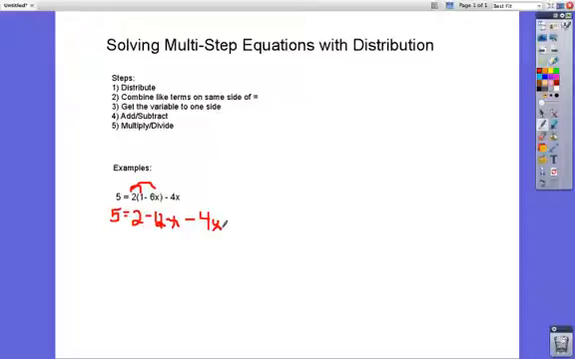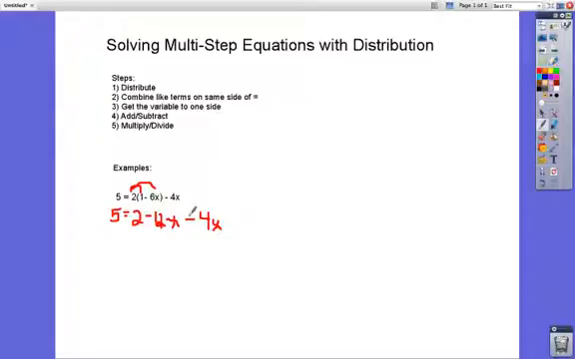Okay, so we're done distributing. Next step is to combine like terms on both sides, which in this problem we actually have. The negative 12x minus 4x, those can be combined. So since they're both negative, we can actually add them.